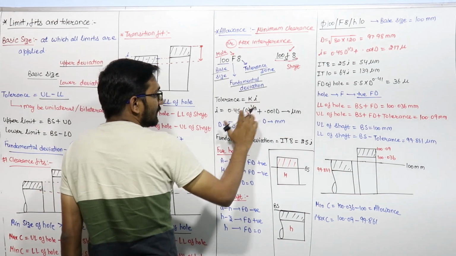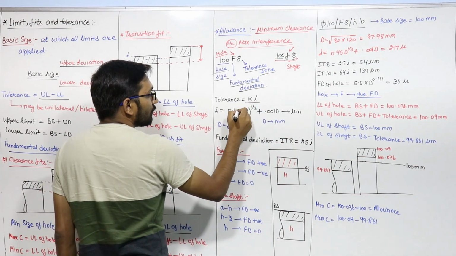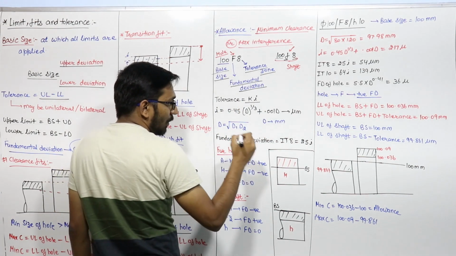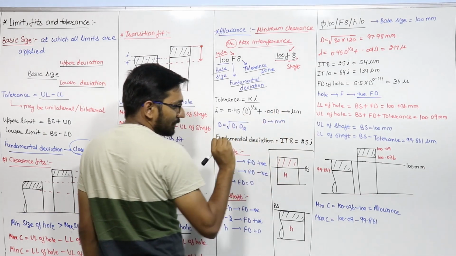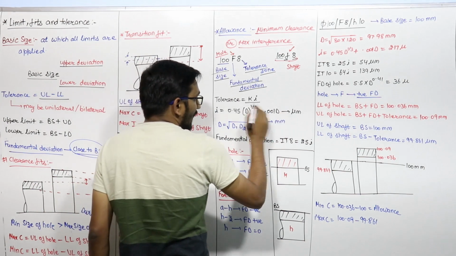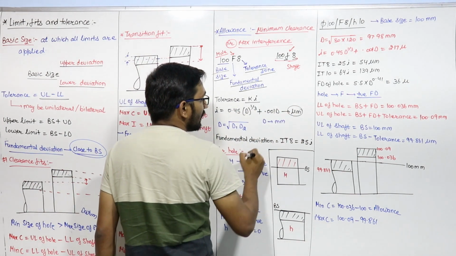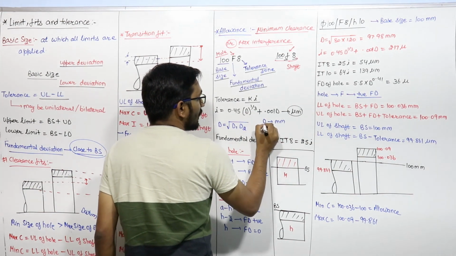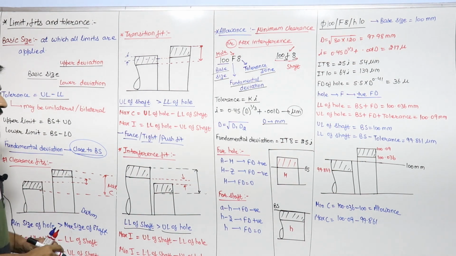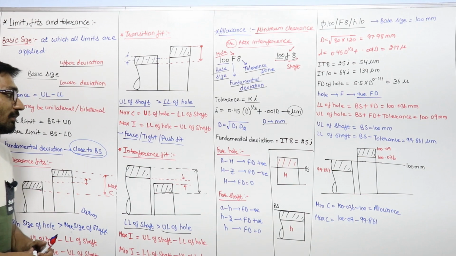I का वैल्यू क्या होता है? This formula you have to remember, I is equal to 0.45 into d raised to power 1 by 3 plus 0.001 into d. Right? D is the diameter, which diameter we'll see. And this I which we calculate from this formula is in micrometer, and in this formula you have to put the diameter in mm. Don't forget this. You have to put the diameter in mm, then you will get the value of I in micrometer.